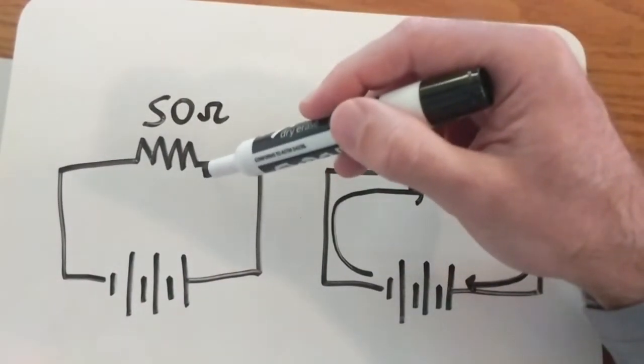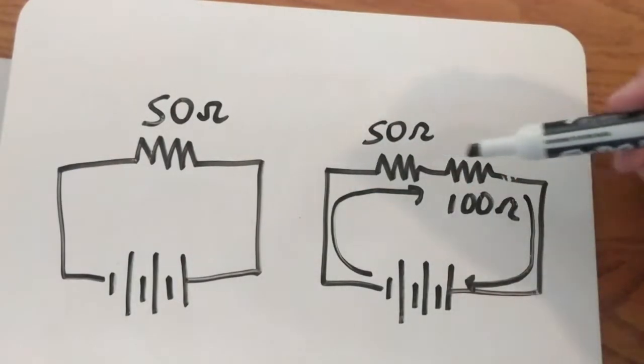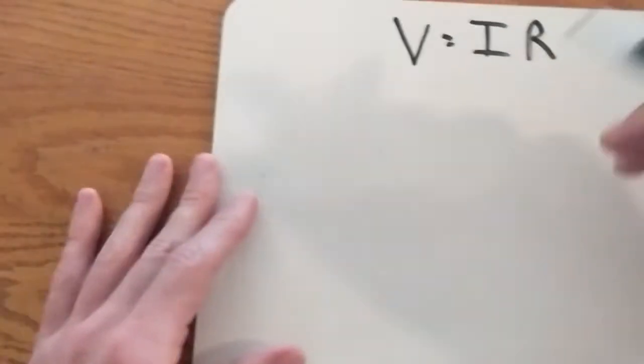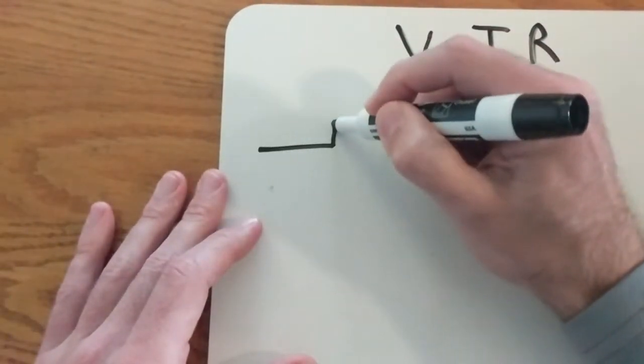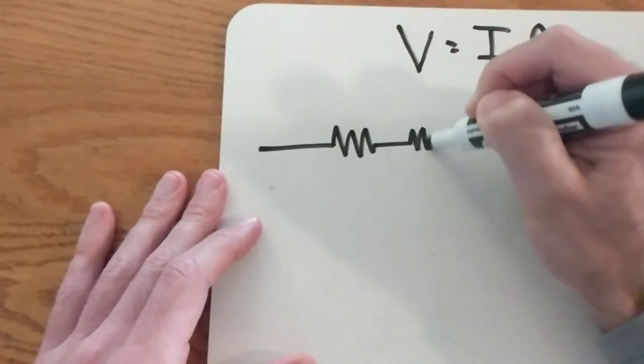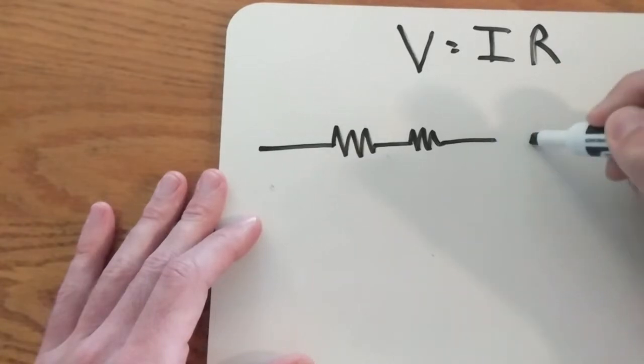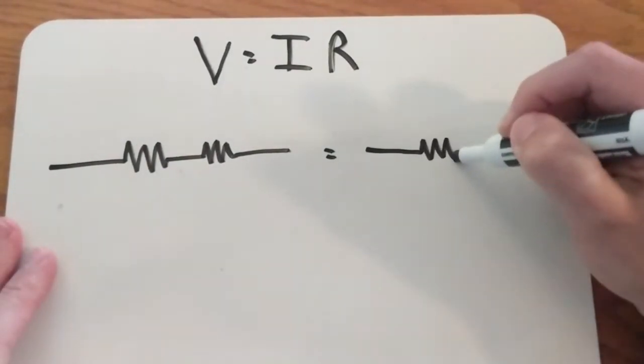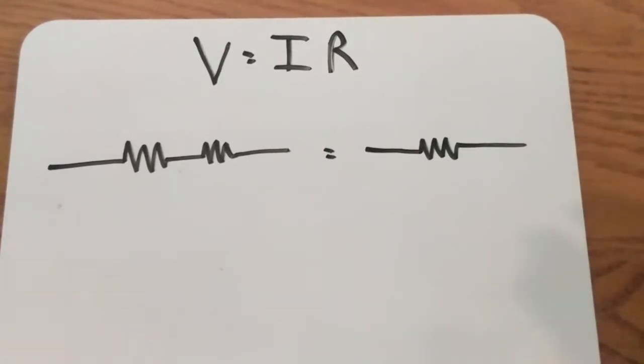This is the easy one. This is one we're good at. So how do we do that if we have two resistors? It's simple. Those two resistors that are in series could be replaced by just one total resistance.